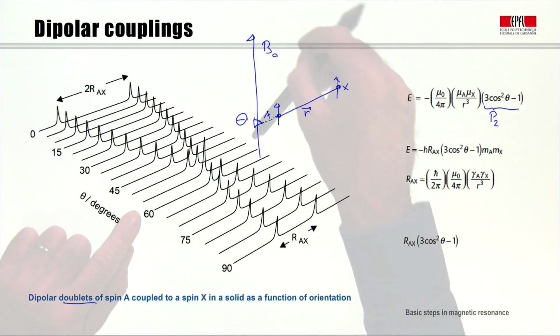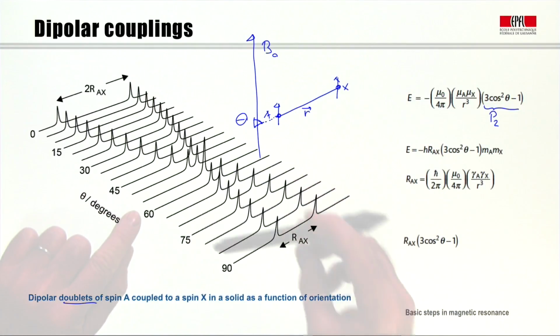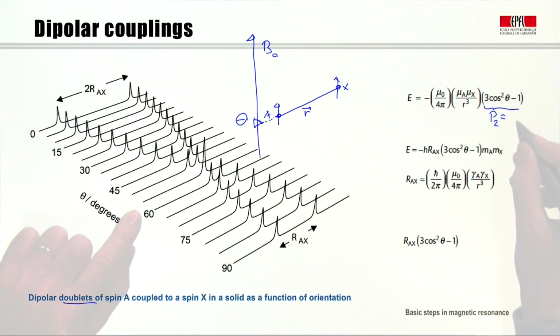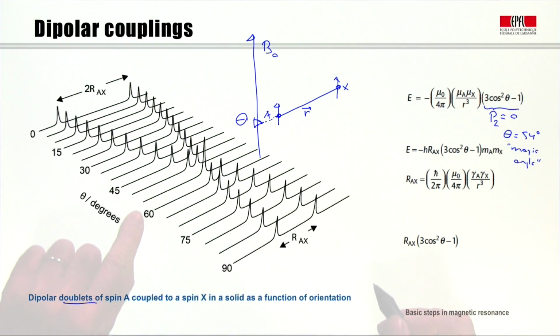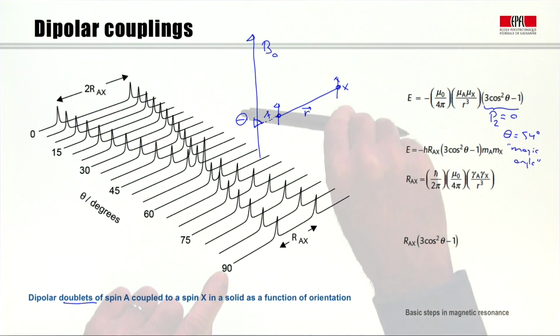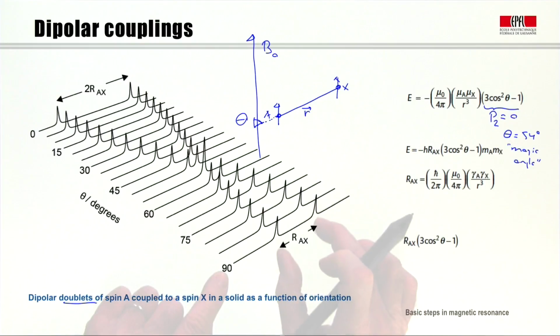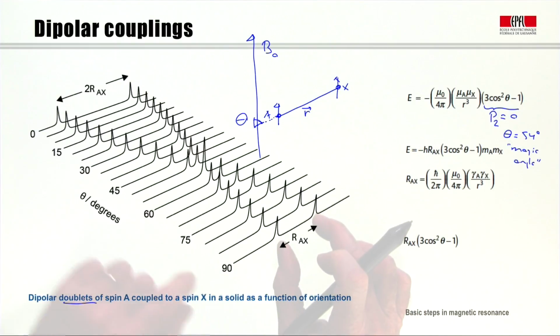Then there comes a point where it goes through 0 and the doublet collapses to a singlet. That turns out to be the case when theta is equal to about 54 degrees, which is the so-called magic angle. And if that is the case, we only have a singlet, and then the splitting reappears, and as we go to 90 degrees, that is to say if this vector is perpendicular to the external field, we have a splitting which in magnitude is 1/2 the splitting that we have if it's parallel.